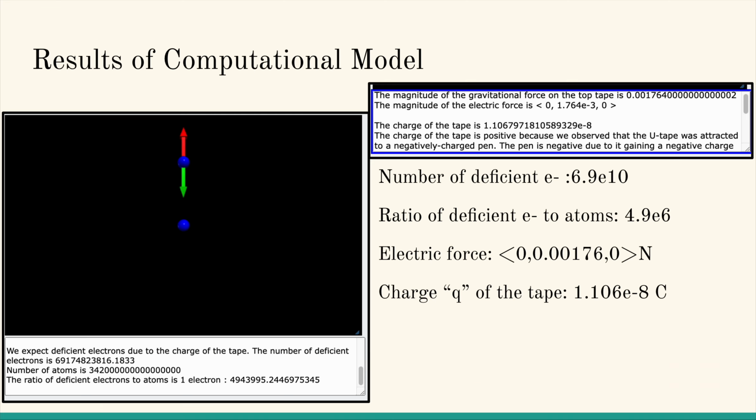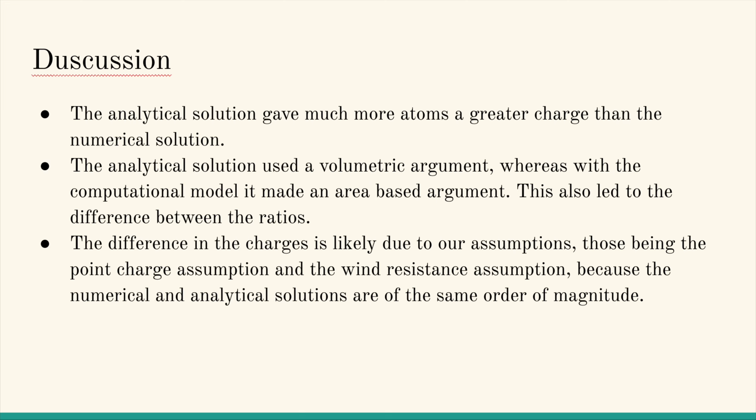So the volumetric analysis was used in the analytical model. However, in the numerical model, it was a surface area argument, and so that's what results in the difference. So as I said, that's why there's a difference in the charges of each individual electron. However, when we assume that the tapes are point charges, the readings are actually very similar. Those differences can be accounted for in our other assumptions, like the point charge assumption and the no wind resistance assumption.